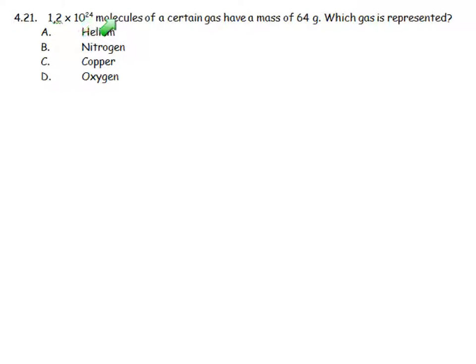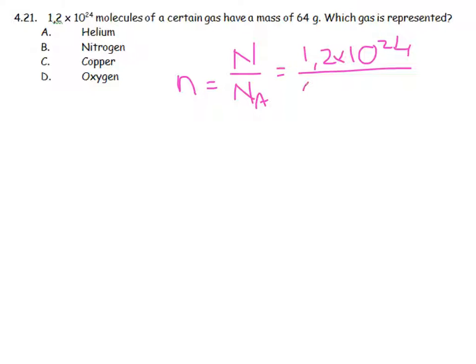1,2 times 10 to the 24 molecules of a certain gas has a mass. Which gas is represented? So first I'm going to work out how many moles I have. Number of moles is equal to number of particles over Avogadro's number. 1,2 times 10 to the 24 divided by 6,02 times 10 to the 23. I land up with 2 moles.